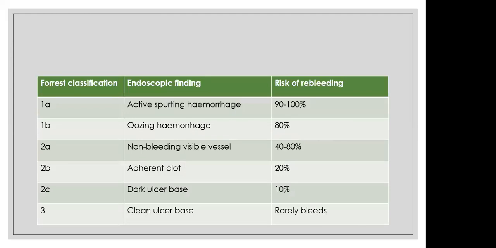So this is the Forrest Classification for ulcers on endoscopy. It's helpful in determining the risk of rebleeding in these patients. A patient who has a Forrest classification of 1A has a 90 to 100% risk of rebleeding, which is a poor prognostic factor, as compared to Forrest classification 3, which is a clean ulcer base that rarely bleeds.